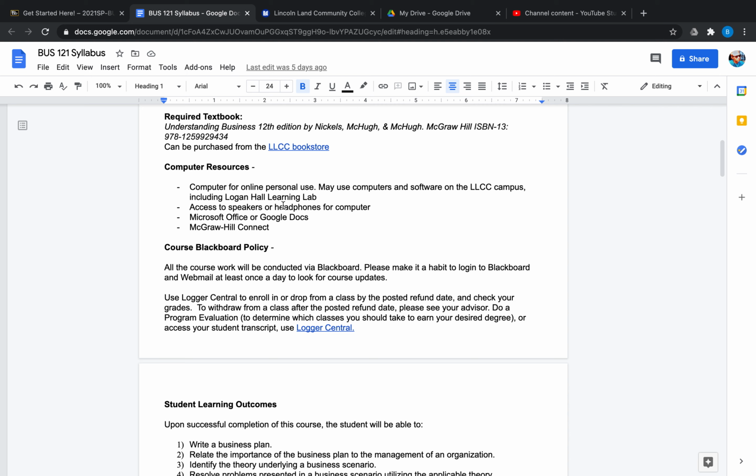For computer resources for this class, for online personal use, you may use computers and software on the Lincoln Land campus if you would like, if you do not have one readily available to you at your home, including the Logan Hall Learning Lab. Given the COVID situation, I'm going to assume that most of you probably have your own personal computer, and that would probably be the most recommended, just because campus is kind of up in the air week to week as to possibly having exposure to the virus right now. But if you do not have access to a personal computer, I highly recommend keeping on top of the campus schedule every week with COVID updates.